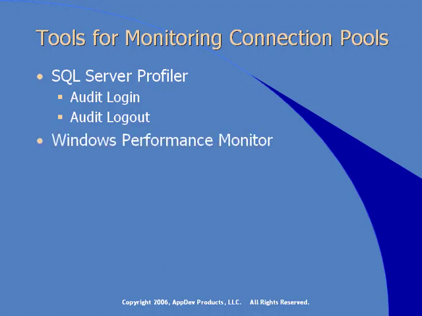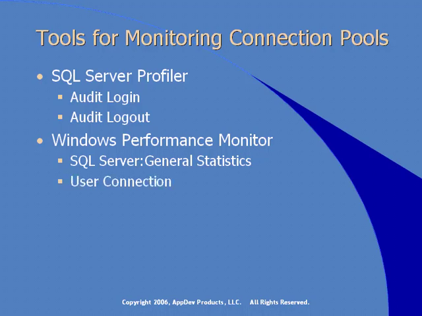Another great tool to use is the Windows Performance Monitor, which you're probably already well familiar with. And there are some counters specifically for SQL Server connections. The performance object that you'll choose in the UI for Performance Monitor is SQL Server General Statistics, and the specific counter is User Connections. So by tracing the number of user connections, you can see how your pooling is working, how many connections are open.